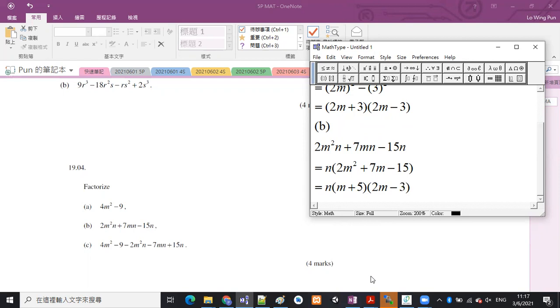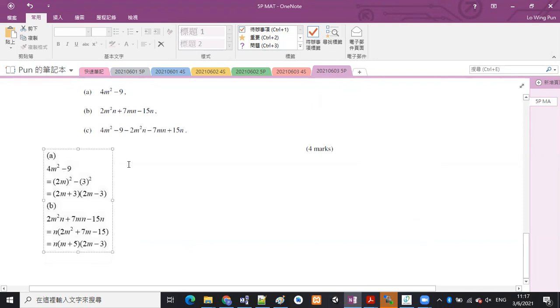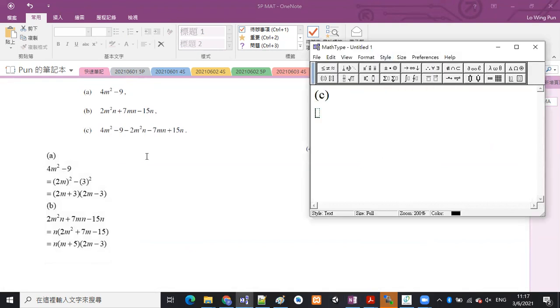Then let me paste it here first. Part C. It's 4m squared minus 9 minus 2m squared n minus 7mn plus 15n. What can you find from this line? You can find 4m squared minus 9, which is exactly the same as the question in part A. So group these two terms inside the bracket, and then always plus the second group. The other terms will be minus 2m squared n and minus 7mn plus 15n.